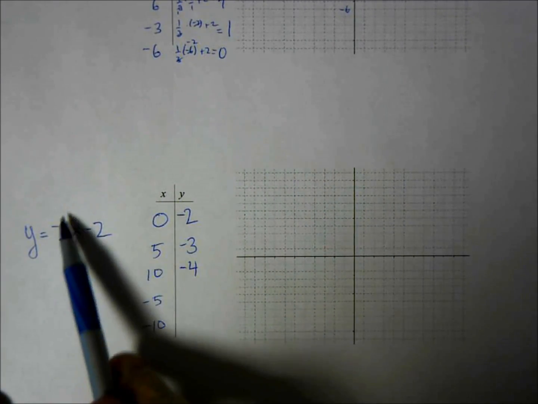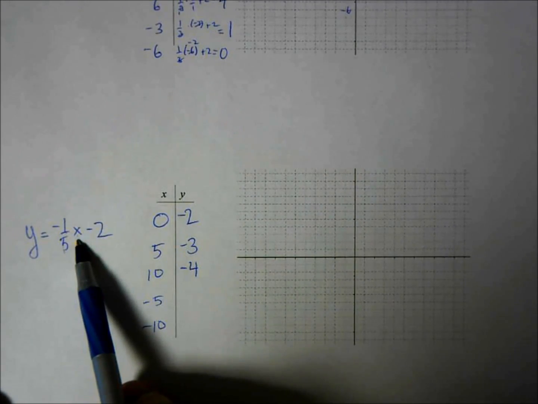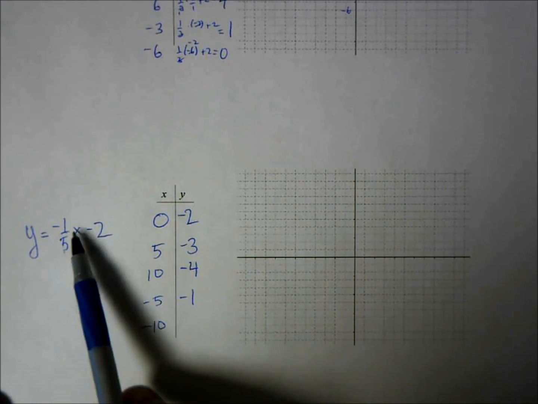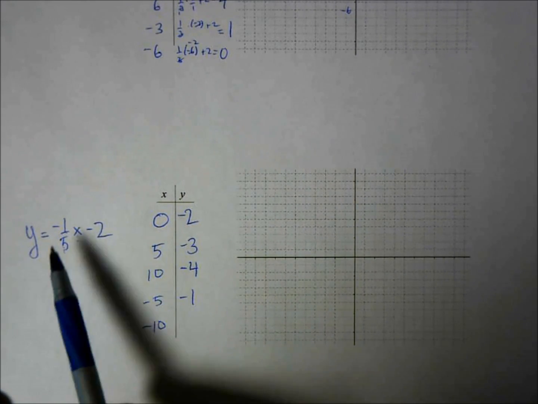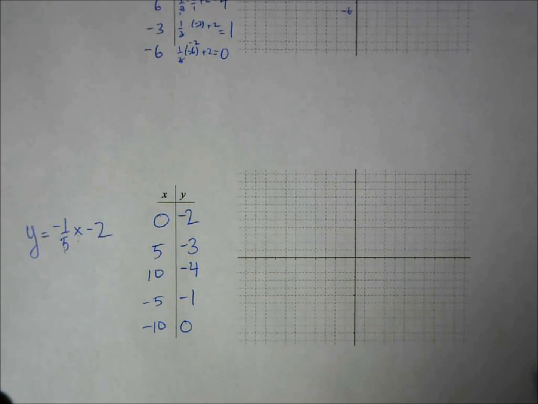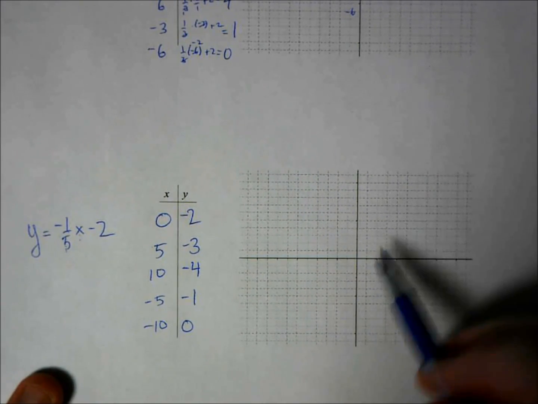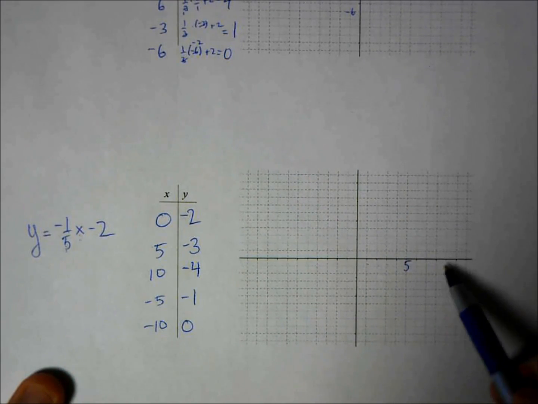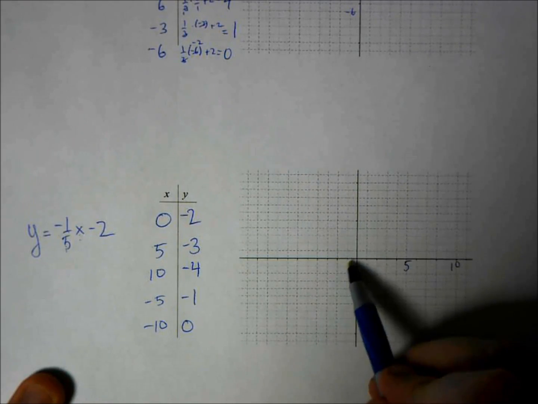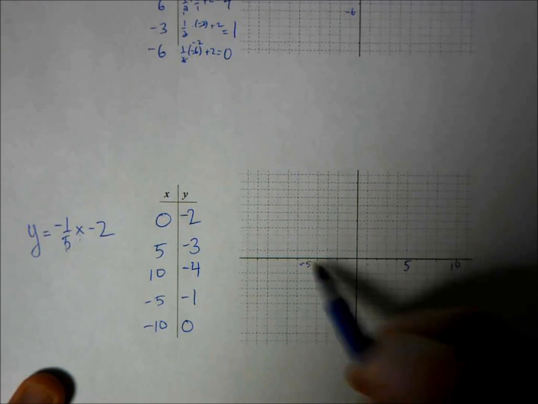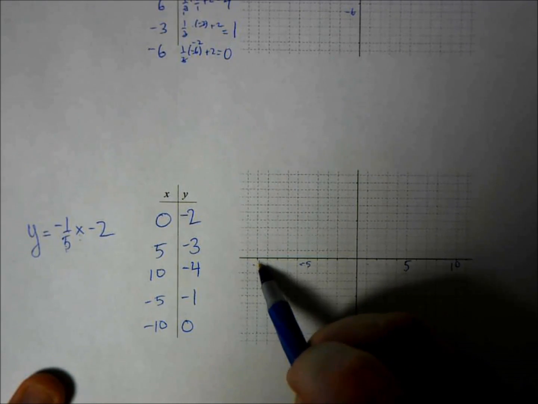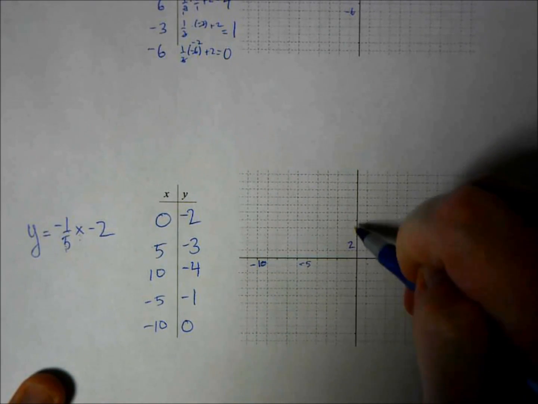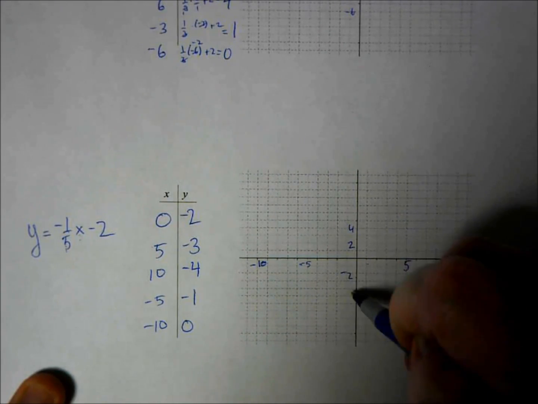Plug in negative 5. I have negative 1/5 times negative 5. That's 1. 1 minus 2 is negative 1. And finally, when I plug in negative 10, negative 10 times negative 1/5 is 2. 2 minus 2, 0. Alright, so this time I'm going to scale my axes. I'm just going to go 1, 2, 3, 4, 5, 6, 7, 8, 9, 10 on the x-axis, because those are the numbers I need to use. And on my y-axis, I'll mark 2 and 4 again. Negative 2 and negative 4.